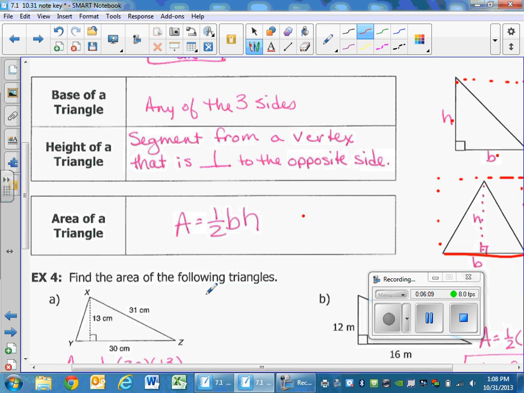Now your homework for tonight is to finish all of these notes and come back tomorrow. So tonight I need you to make sure you fill in what's on the screen now and then solve all of the example problems.